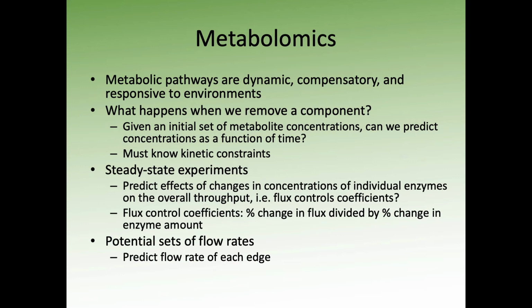There are some different ways to do this. One of the ways to do this type of investigation is to think about doing a steady state experiment, where what we're actually trying to predict are the effects of changes in concentrations of individual enzymes and how that's going to affect the overall throughput. And is that actually going to change the flux of things through the system? What we can see here is we might predict that metabolites and products would flow through these reactions differently based upon the concentrations of these different enzymes.